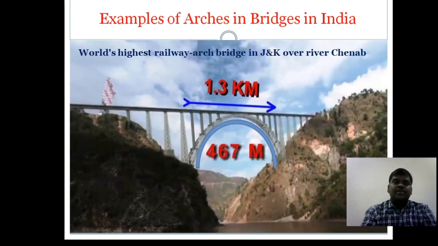Next, coming to one more example. This is the world's highest railway arch bridge in Jammu and Kashmir over the river Chenab. This is yet to be constructed. They are still planning. Just imagine, for a span of 1.3 kilometers, over a valley 467 meters deep, an arch construction is going to be built in the near future. That is in India.